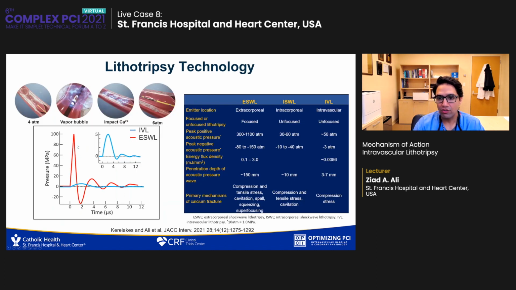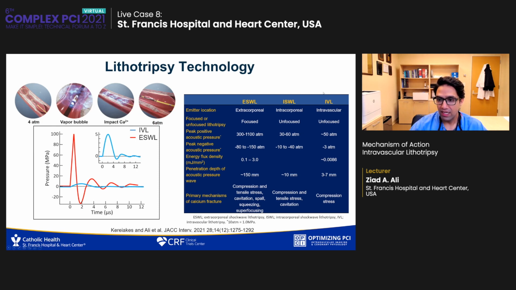Now, if we compare extracorporeal shockwave lithotripsy, intracorporeal shockwave lithotripsy, and intravascular lithotripsy, there are some fundamental differences. The most important of which is the move from focused energy, which is like a flashlight, to unfocused energy, which is like a light bulb. There's no reflector in a light bulb. All the energy comes out equally and radiates. When you do focused energy, you get atmospheric pressures between 300 to 1100 atmospheres and very high negative pressures. And you can imagine if you had this amount of negative pressure in the coronary, it would actually pull the calcium from the back wall and tear it off of the adventitia with potential risk.